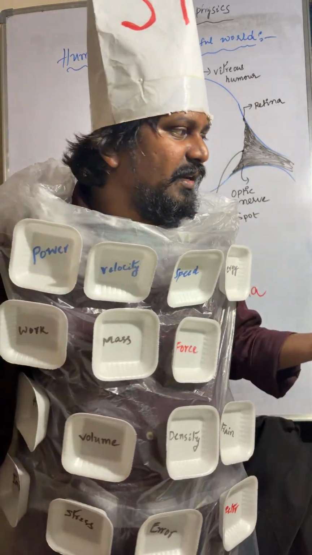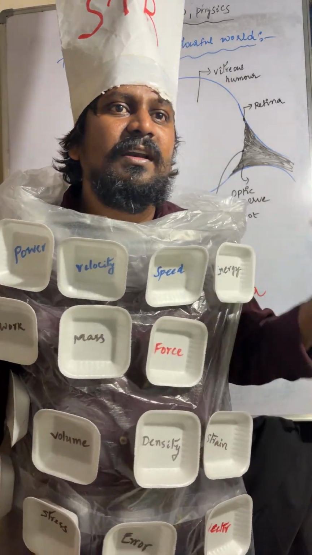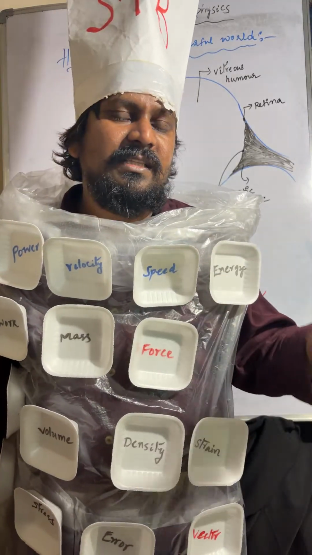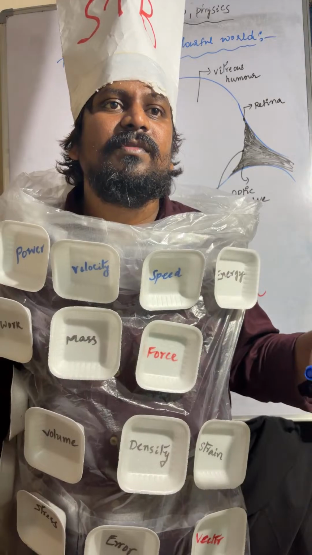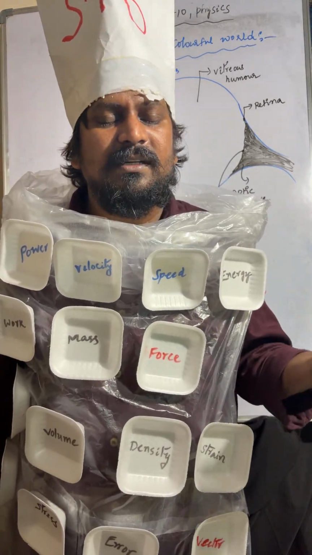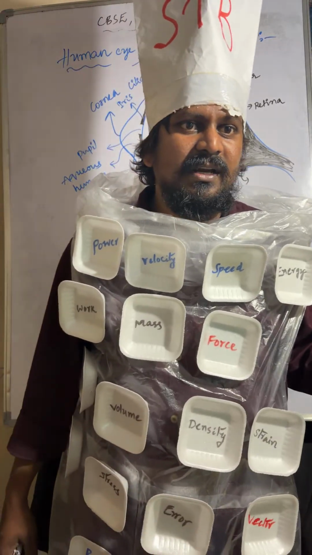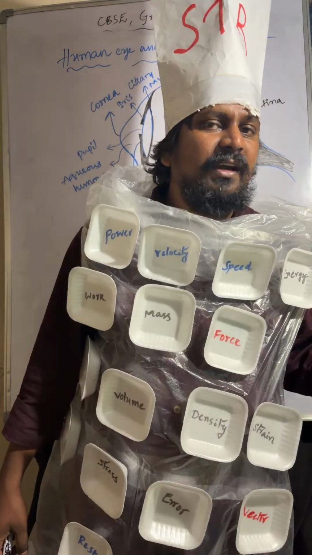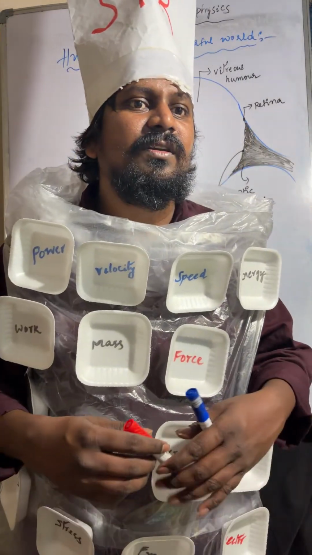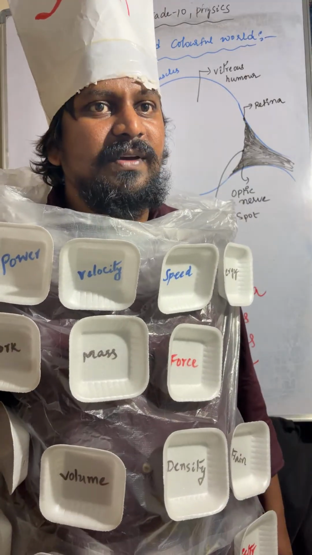The brain will add the additional information: how much depth it is, how much width it is, how far it is, how much distance the object is placed from the observer. Like that, everything is added to the image. The human brain will add all this information and give the 3D information. I hope it is very clear.